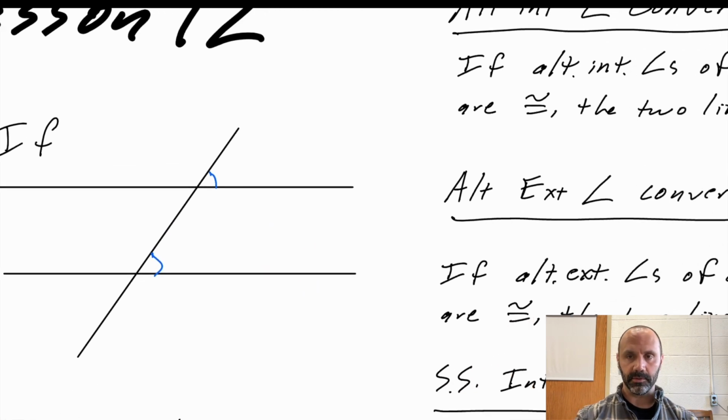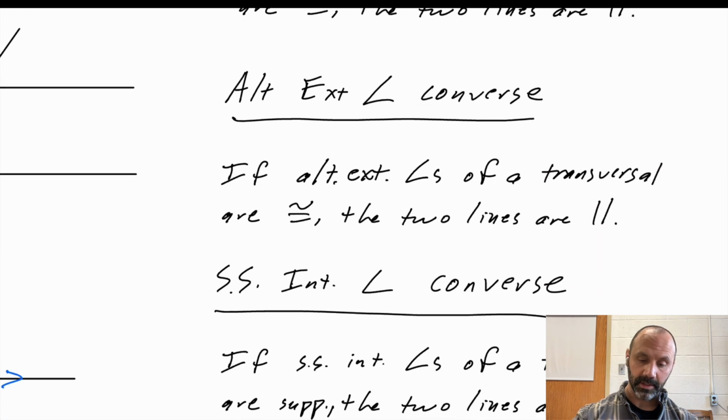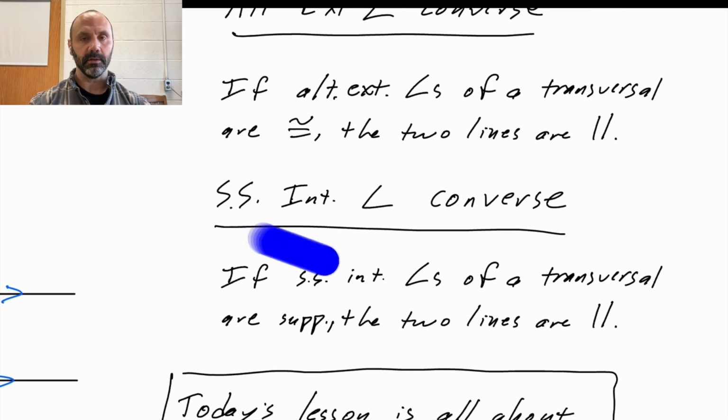And then we have the other theorems as well. We had the alternate interior angle theorem, which told us that if we have a transversal of parallel lines, then the alternate interior angles are congruent. The converse tells us that if we have a transversal and the alternate interior angles are congruent, then we know without a doubt that the two lines have to be parallel. Also, the alternate exterior angle converse: if the alternate exterior angles are congruent, then the lines are parallel. Very simple, right? And the same side interior angle converse: if the same side interior angles of a transversal are supplementary, then the two lines are parallel.